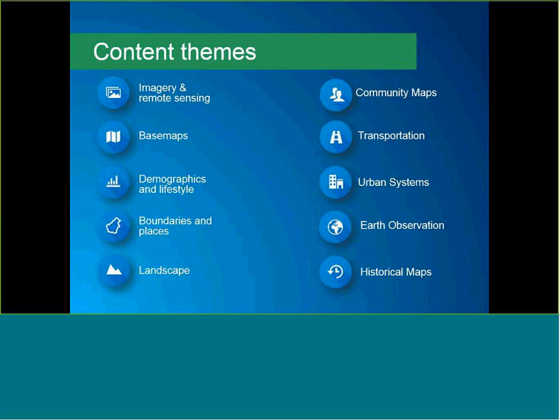And then some of the other headings that we've got there. Demographics and lifestyle is obviously an important one, and I'll talk about that because that's an area that's growing quite a lot. Urban systems covers things like 3D models and planning and land use type applications. So there's a huge number of different content layers that fall underneath these main themes.